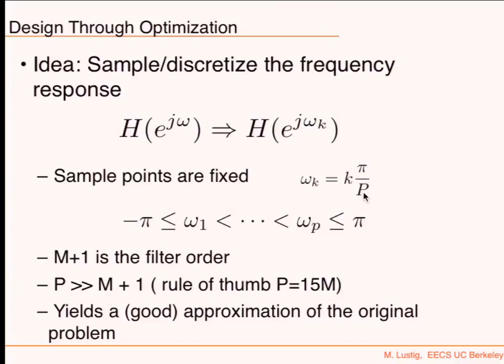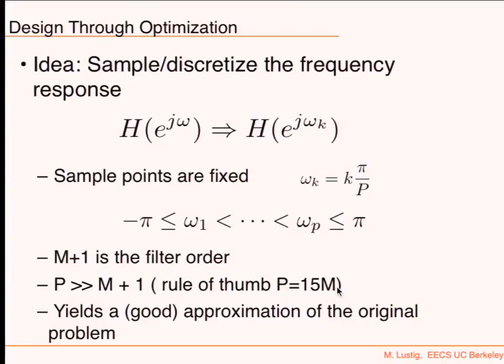Okay, our filter is going to be size m plus 1. That's the size of our filter. If we just computed a DFT, that would be just m plus 1 points. But we're not going to just evaluate on m plus 1 points. We're going to evaluate the frequency response on way more points than that. The rule of thumb is that we're going to evaluate at about 15 times more points than the order of the filter.